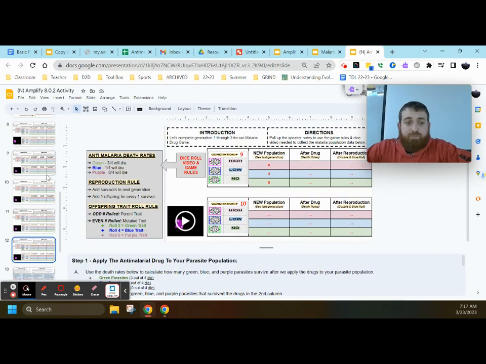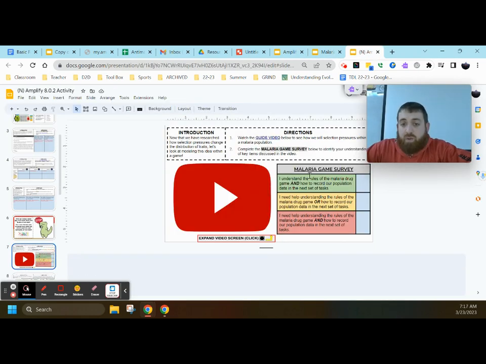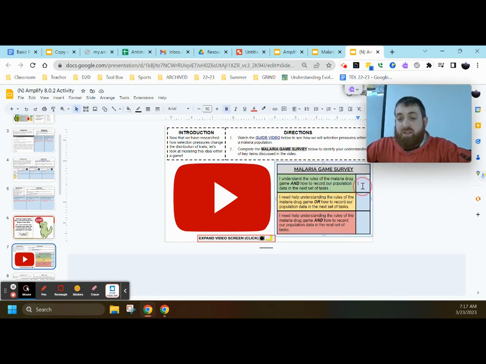But at this point, ask yourself, do I understand the rules of the game? And do I understand how to record the population data? If yes, put your X in green. If either of those things are confusing, or even if you'd like to do a round with me so you feel confident, call me over. Let's do it together. And let's see what happens with our bugs as we apply different drugs.